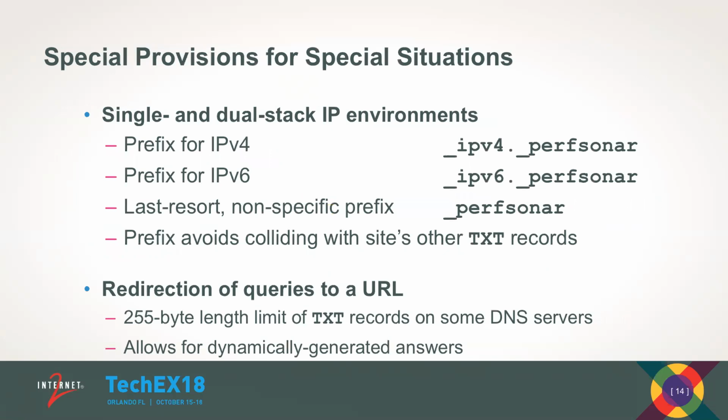There are some provisions in this scheme for different situations. So if you have single or dual stack IP environments, there are different prefixes for IPv4 and IPv6. There's also a last resort non-family specific prefix, which is just perfSONAR. You'll notice that we're using underscores there instead of dashes or anything else like that. That assures that the prefix versions are treated as domain names rather than host names, because underscores are not valid in host names. And this also follows a couple of conventions that have been established previously.